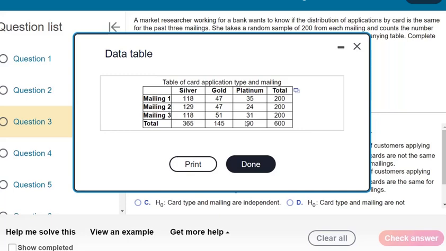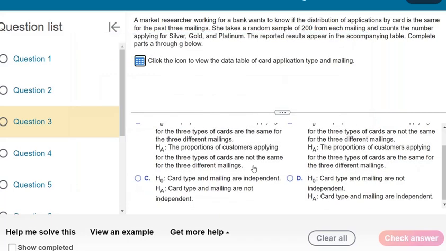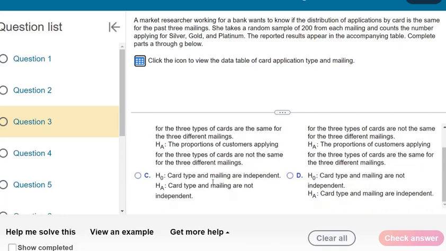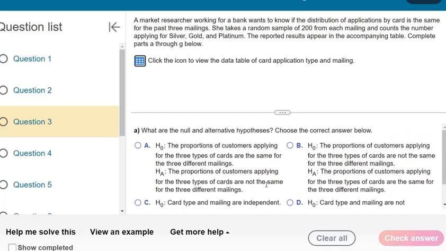We're testing to see whether the proportions are the same in each group. So whenever you're testing to see whether they have the same proportion, whether the distribution is the same for each of these past 3 mailings, that's a test of homogeneity. Okay, but again, that won't affect the actual calculation. That'll affect the hypothesis statement. So we're not testing to see whether card type and mailing are independent. They're testing to see whether they're the same in the 3 groups or whether they're different.